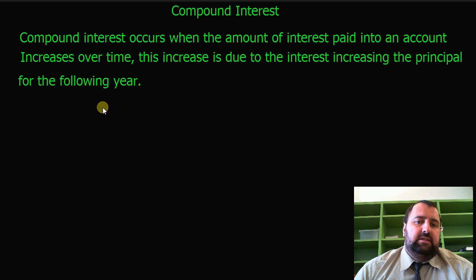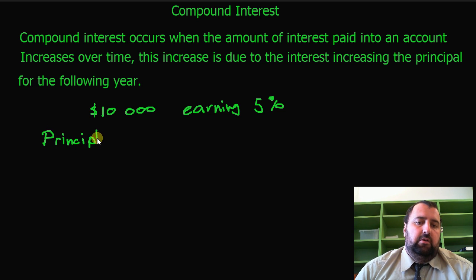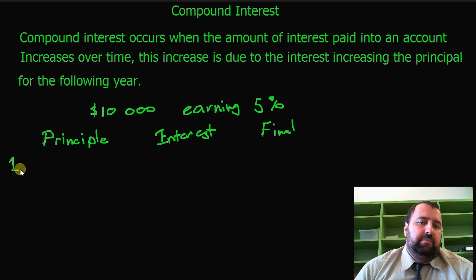So let's say that we have a bank account with $10,000 in it, earning 5% per year. I'm going to put a bit of a table, and I'm going to put 3 headings: principal, interest, and final. So in year 1, we'd start off with $10,000 as our principal, and we'd earn 5%, which is another $500.